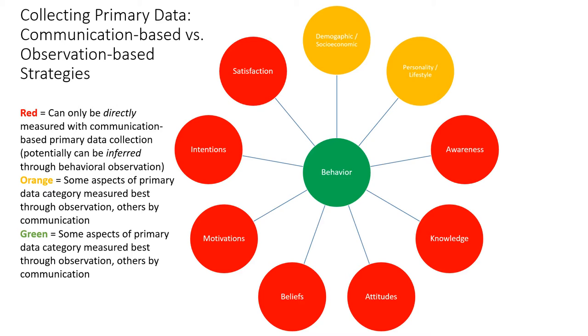What's important to understand here is the fundamental conflict between communication-based research helping us measure so many of these different types of relevant marketing variables, and, unfortunately, observation-based research tracking the most important variable, consumer behavior. This fundamental conflict, where the data we ideally want is best collected through observation, but all the other types of variables that are so informative and helpful for marketing are best collected through communication-based strategies, is going to be persistent throughout most of our discussion about designing research.